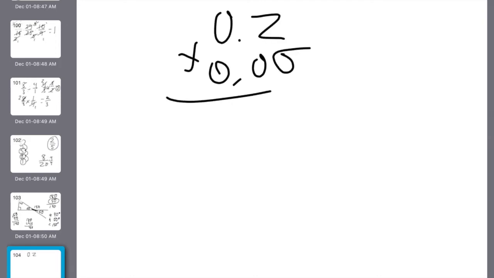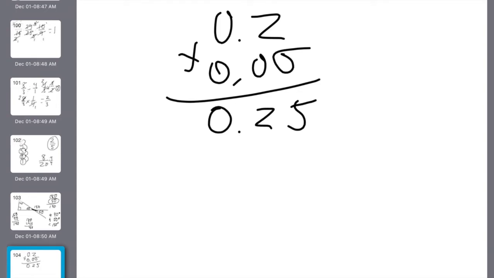Sixth grade, here we go in lesson 49 with the questions. The first one we're doing is number 1. It says, what is the quotient when the sum of 0.2 is divided by the product of 0.2?